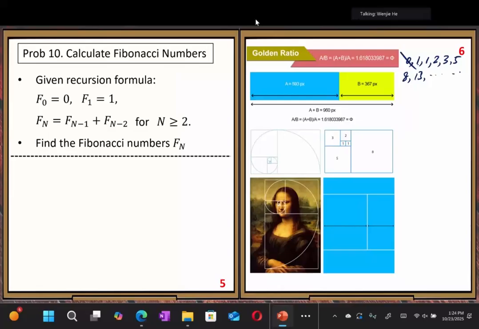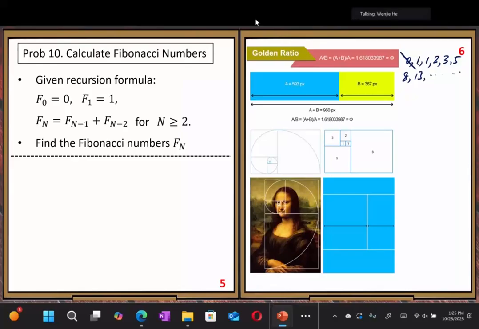Then we can extend the rectangle with a side 3 square, then side 5. Every time we add one more square with the side as the next Fibonacci number, you always get a nice rectangle shape.